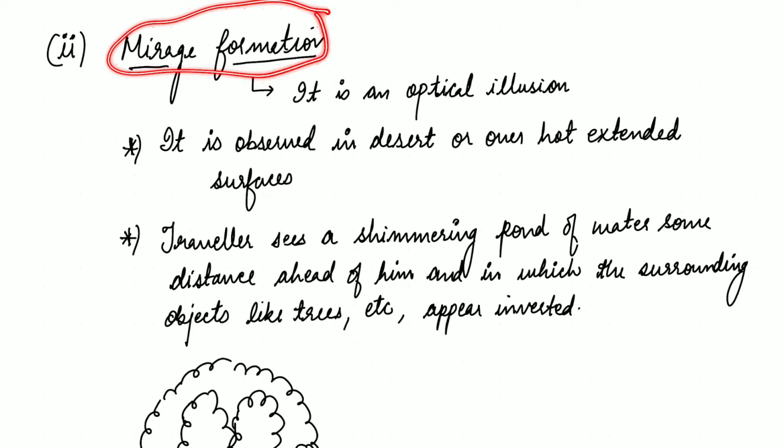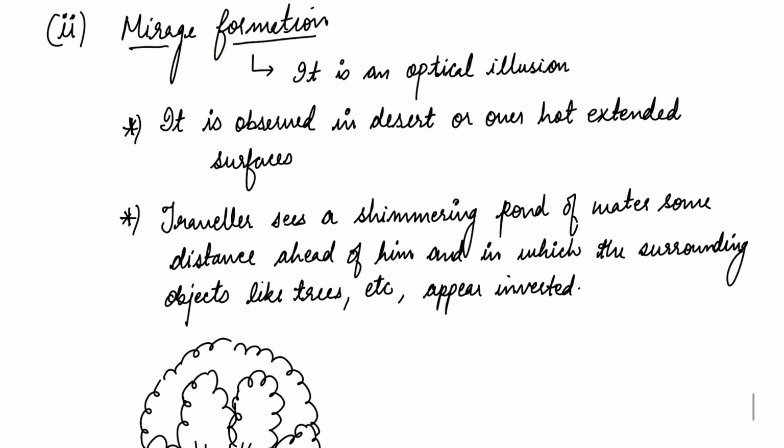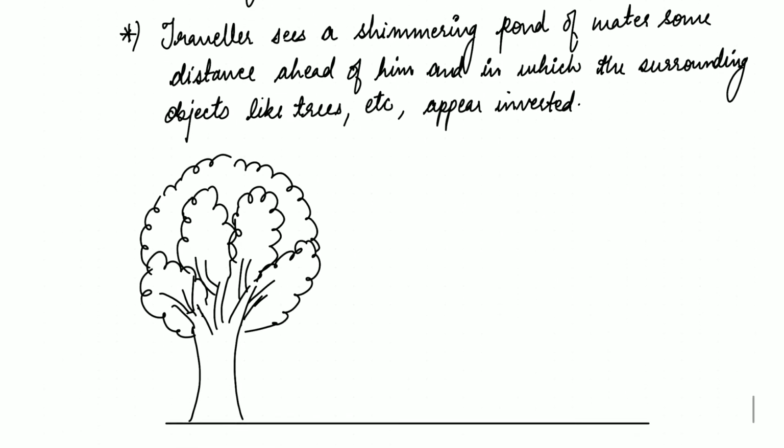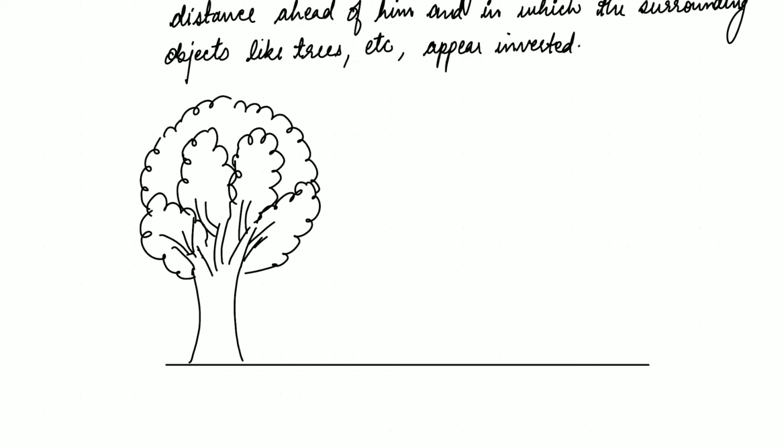So what is this mirage formation? Let's try to understand what is actually happening here. It's basically an optical illusion, right? It is not real, it's an illusion. Now, how is this illusion made, let's try to understand. For example, imagine this is your desert sand.